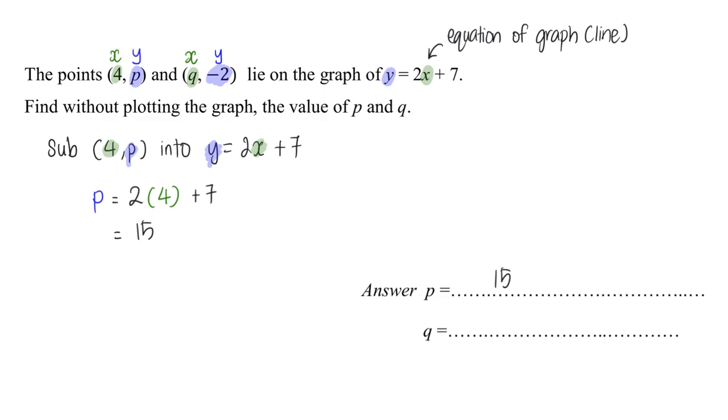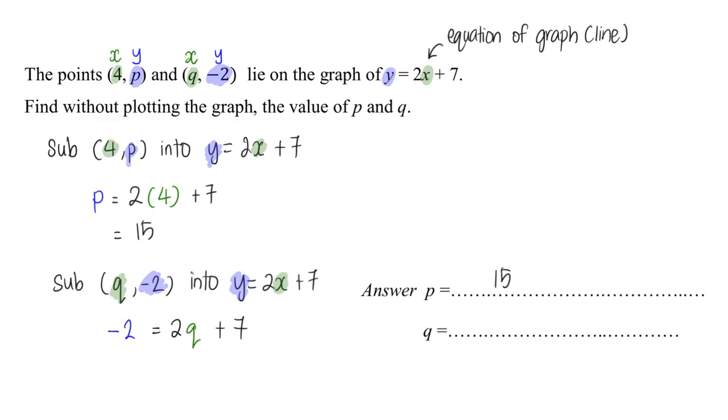And I am going to do the same for Q. So substitute Q and negative 2 into y equals 2x plus 7. So my Q will be x, my y will be negative 2, equals 2 times Q plus 7. And I just need to solve this.